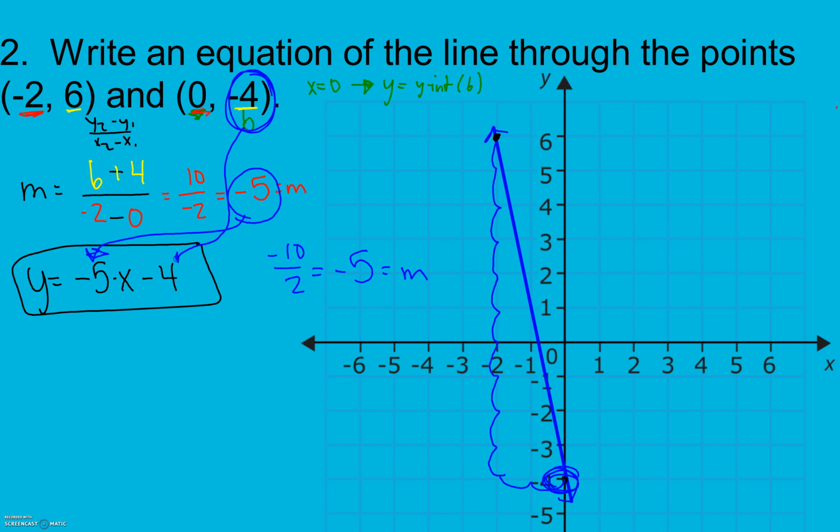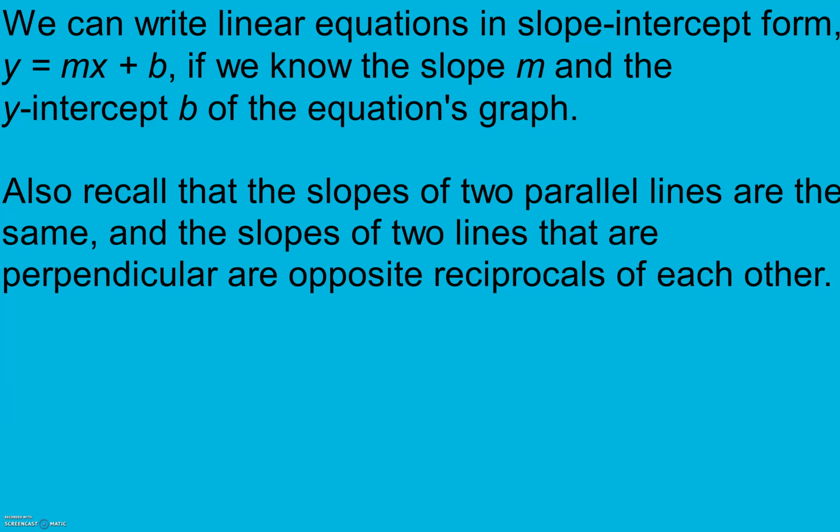Continuing on here, we can write linear equations in slope-intercept form, y equals mx plus b, if we know the slope m and the y-intercept b of the graph. Also recall that the slopes of two parallel lines are the same, and the slopes of two lines that are perpendicular are opposite reciprocals of each other. So in example 3, we're going to come up with the equations of parallel or perpendicular lines.